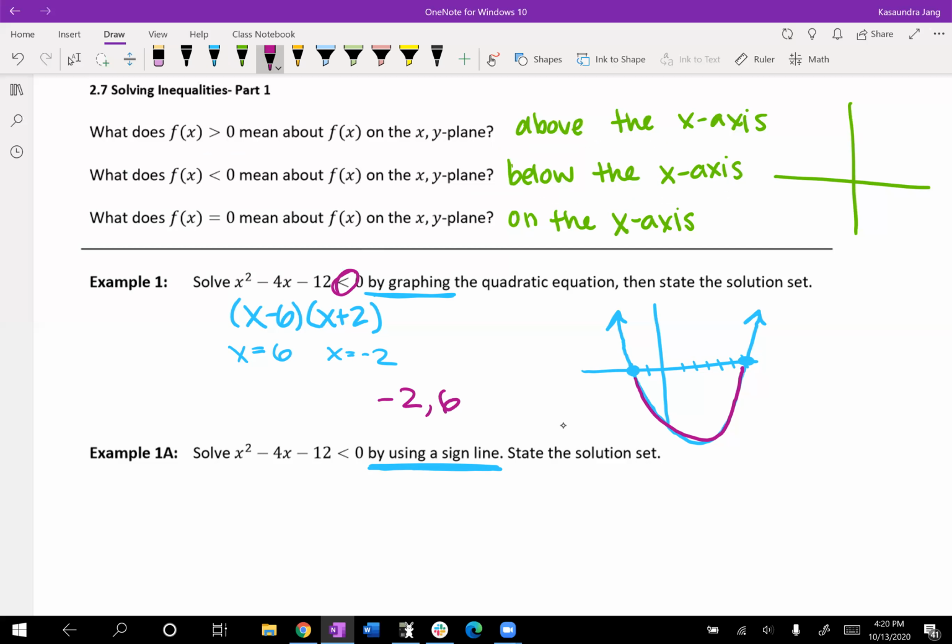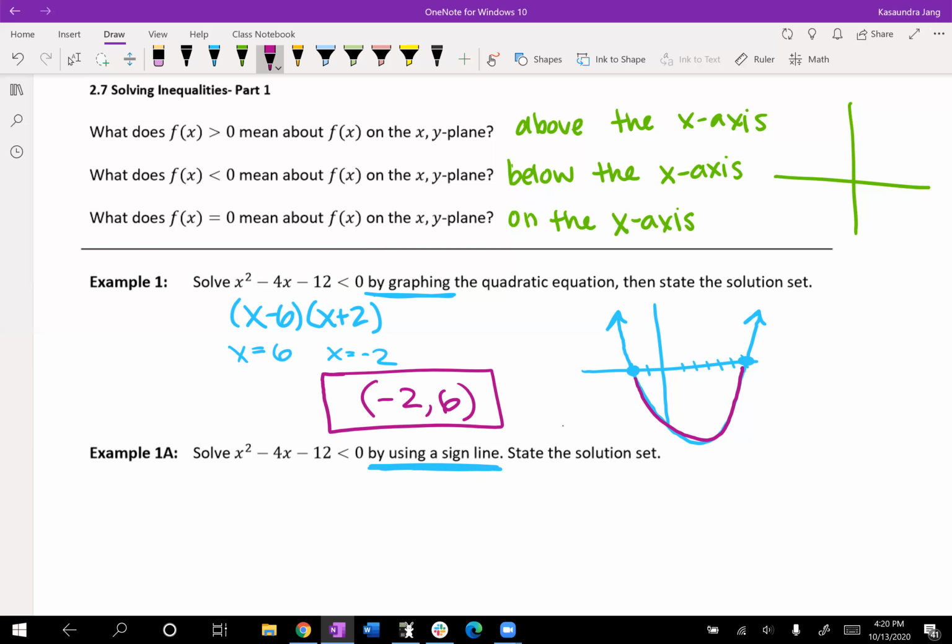And looking at the inequality, it didn't say less than or equal to, it just says less than. So I will have parentheses. If it said equal to, I would have to put a square bracket. But this is my interval that is below 0.